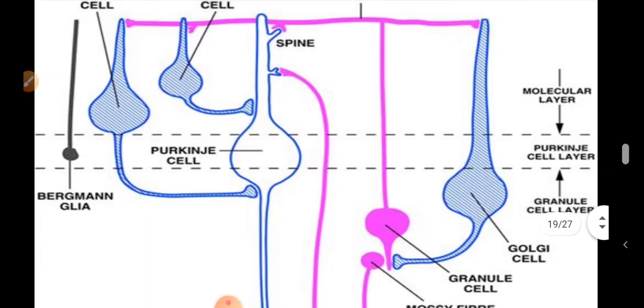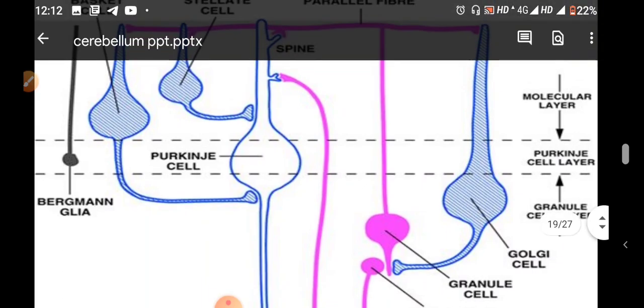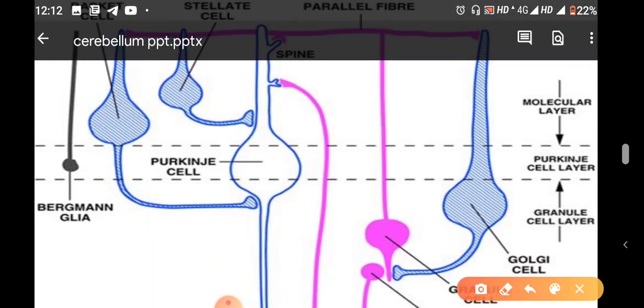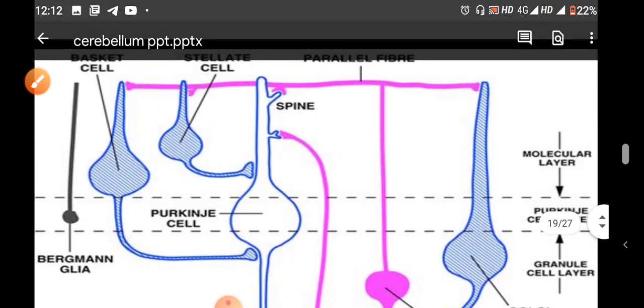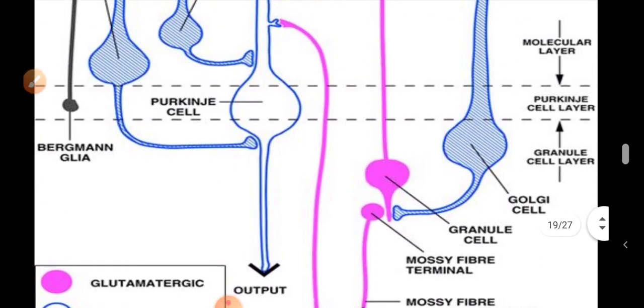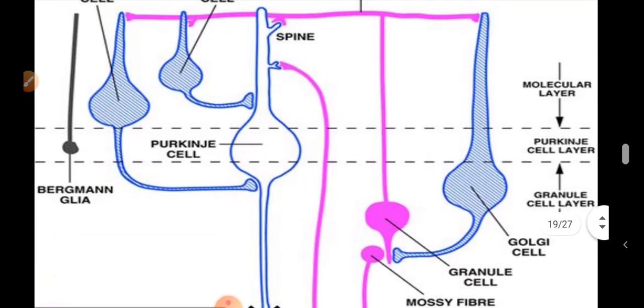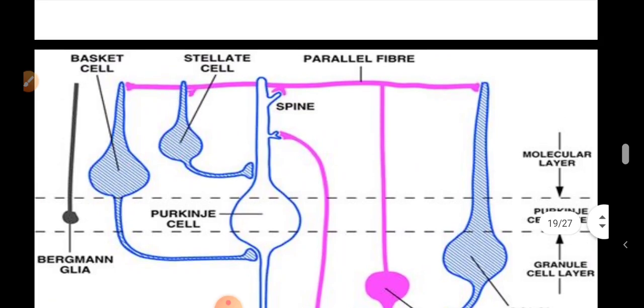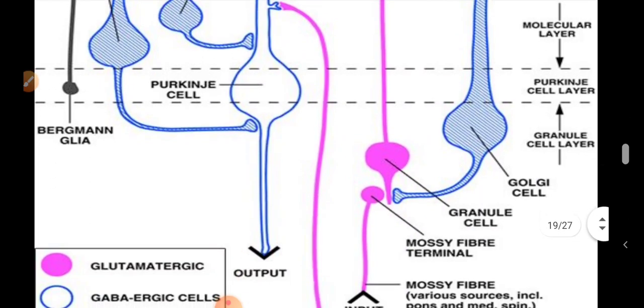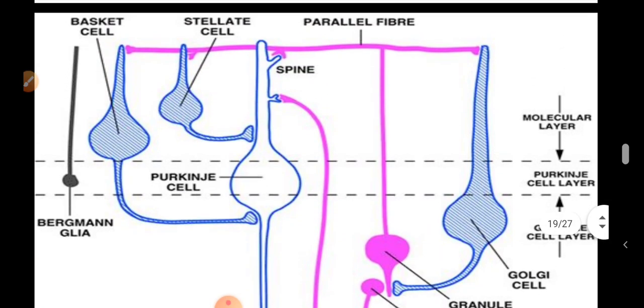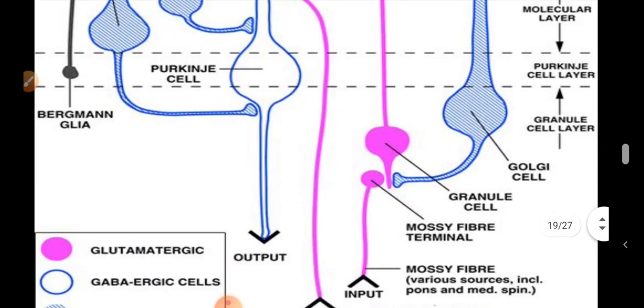In the diagram you can see these are the Purkinje cells. This Purkinje cell is having the excitatory input from climbing fibers. So the pink color is the excitatory input to the Purkinje cells. Also from the granule cells, which give the parallel fibers to the outer molecular layer, and these parallel fibers are also excitatory to Purkinje cells.